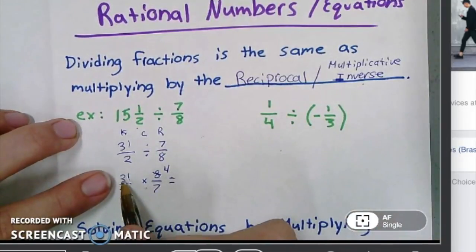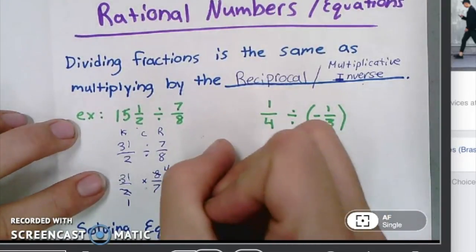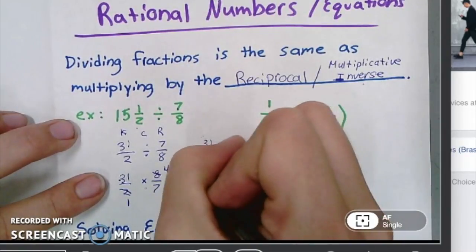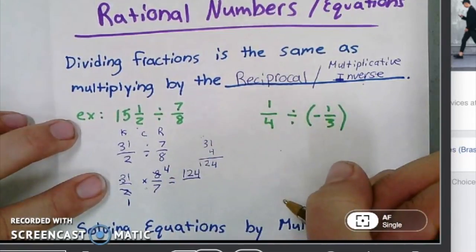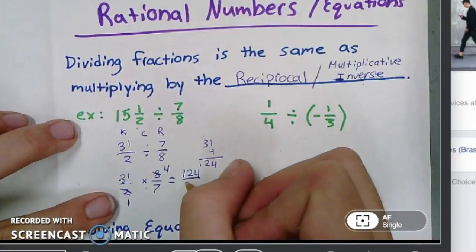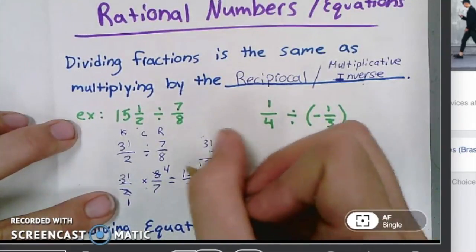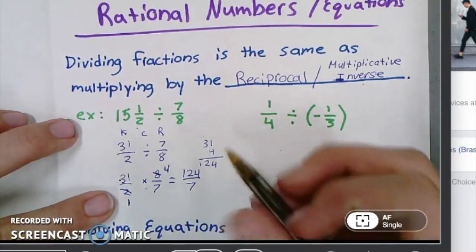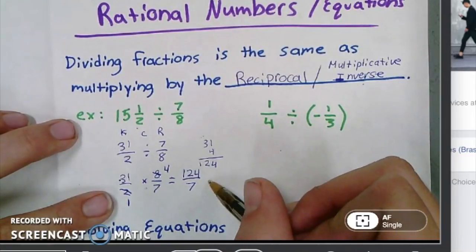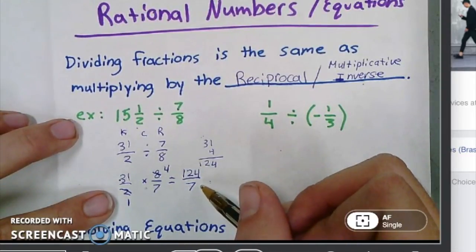Now I'm going to multiply across. 31 times 4 is 124. 7 times 1 is 7. And now, am I done? Nope, because it is not simplified completely. I need to make it into a mixed number.